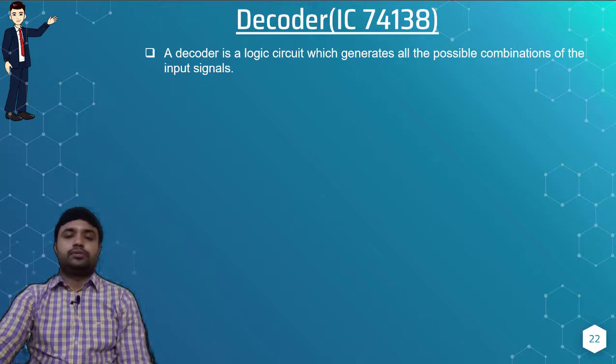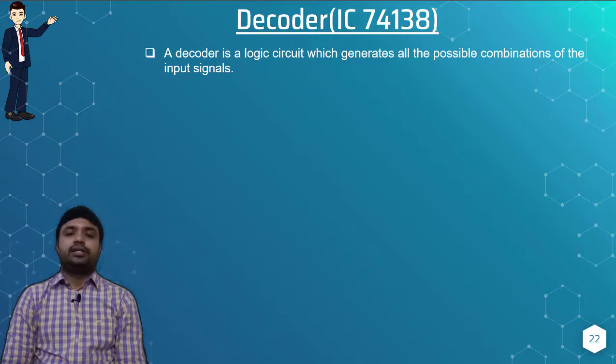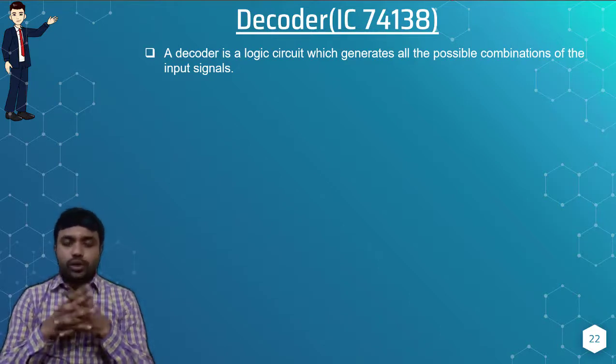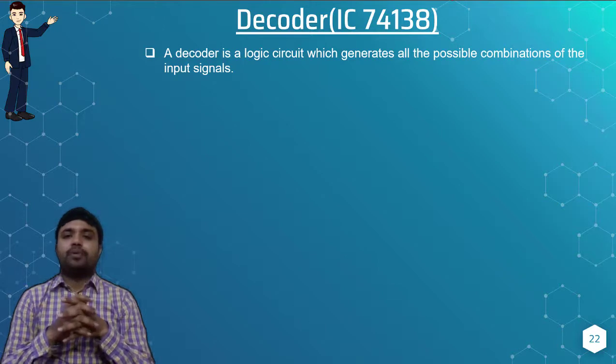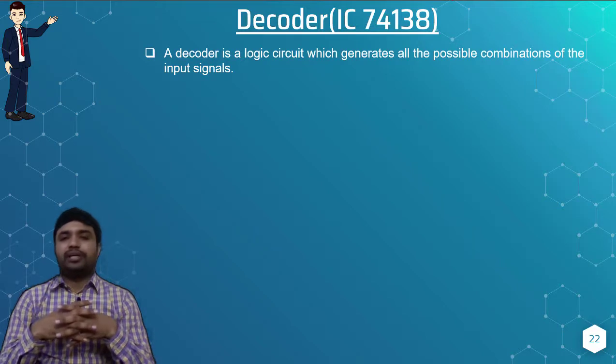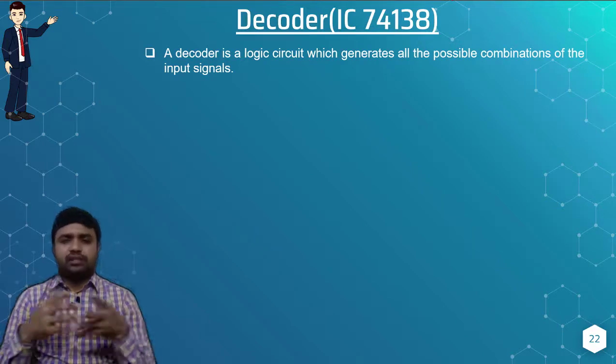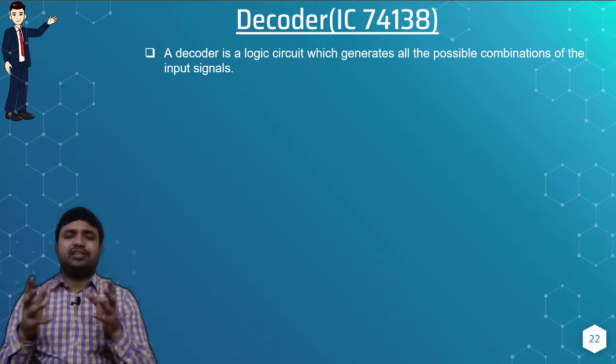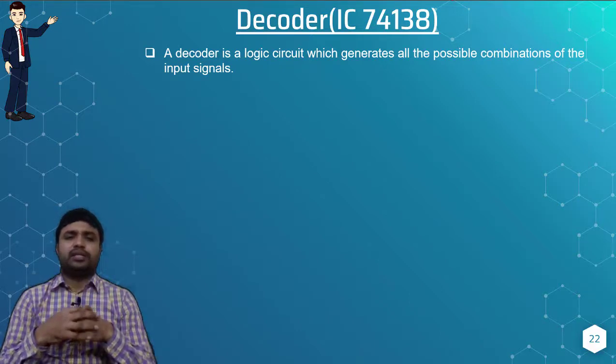So coming to the decoder. What is a decoder? A decoder is a digital IC which is used to enhance the number of driving capability at the output section. Likewise, these multiple digital ICs are going to be selected. Basically, a decoder is a logic circuit which generates all the possible combinations of the input signals.